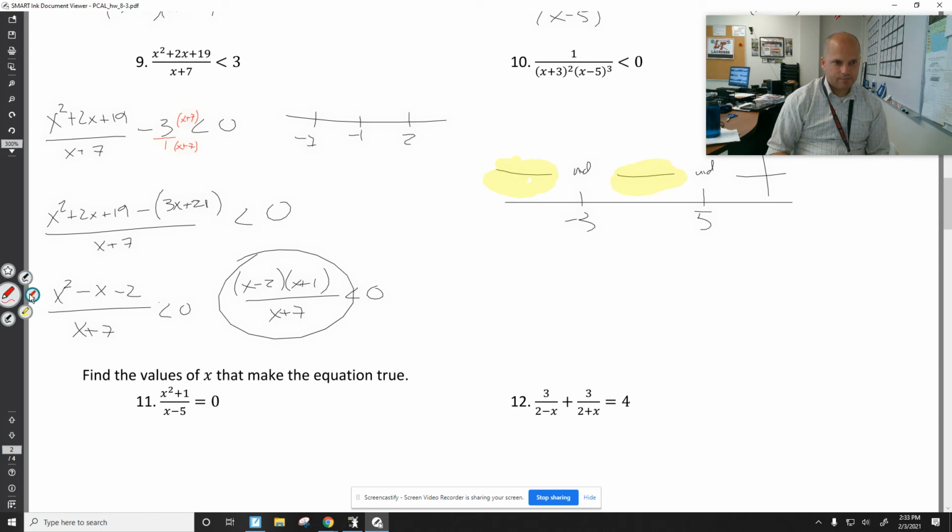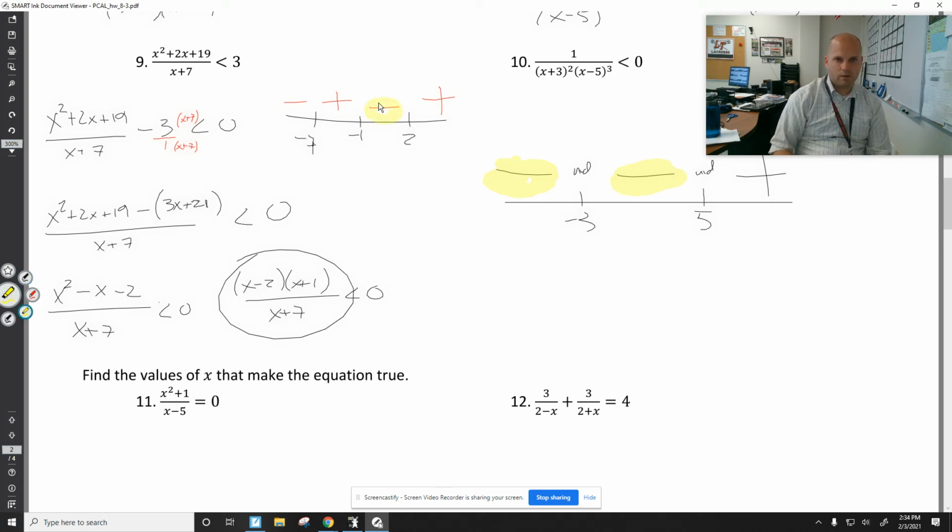Looking at this, positive, positive, positive, multiplicities. Not sure. You should probably double check. Maybe negative 5, negative, negative, positive. Okay, that's fine. Okay, works out.